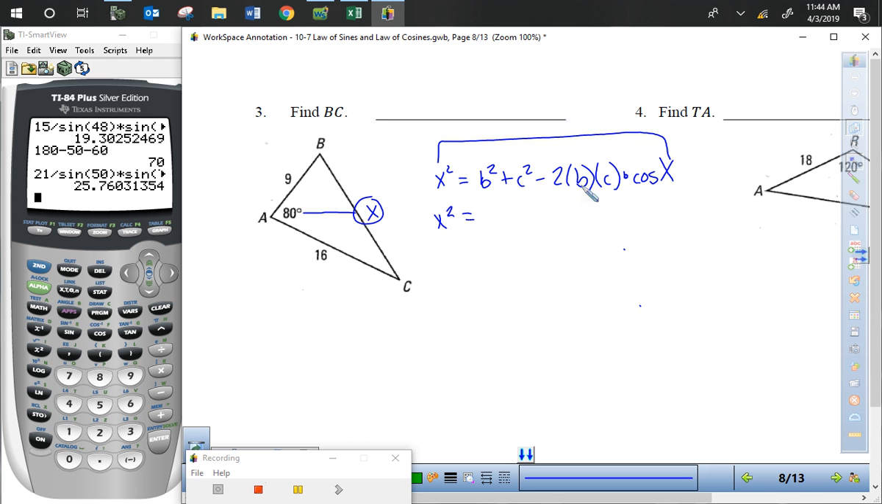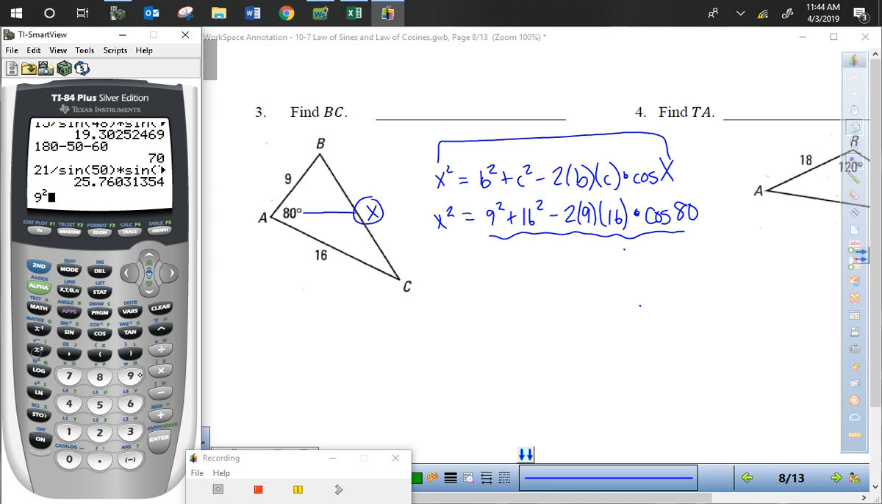Our other two sides, remember B and C here are just our other two numbers in our triangle. 9 squared plus 16 squared. Then minus 2 times 9 times 16 times the cosine of the angle, in this case is 80. Now with x being on the left by itself here, we can type this whole thing in on the right. So 9 squared plus 16 squared minus 2 times 9 times 16 cosine 80.